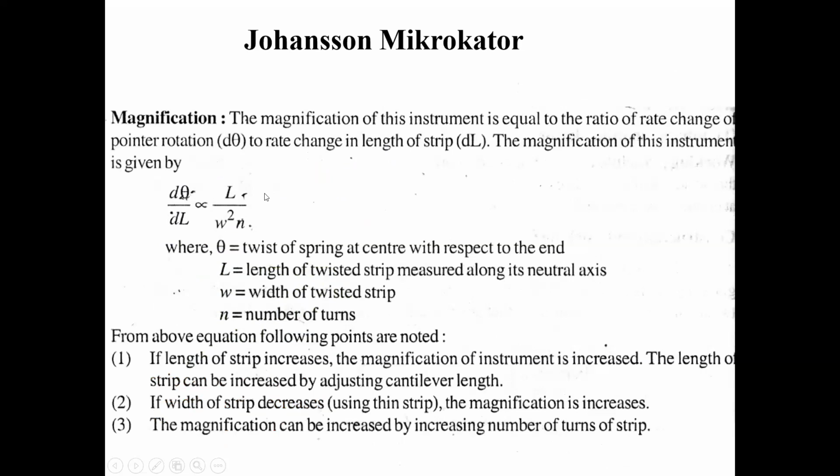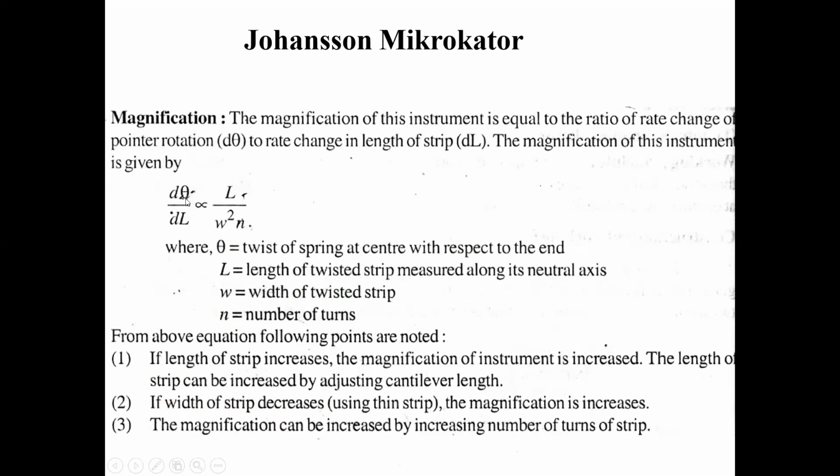It is proportional to length and inversely proportional to the square of the width and inversely proportional to the number of turns, right? Here, theta indicates twist of spring at the center with respect to the end. Next, L, length of twisted strip measured along its neutral axis. Next, W indicates width of twisted strip and n the number of turns.